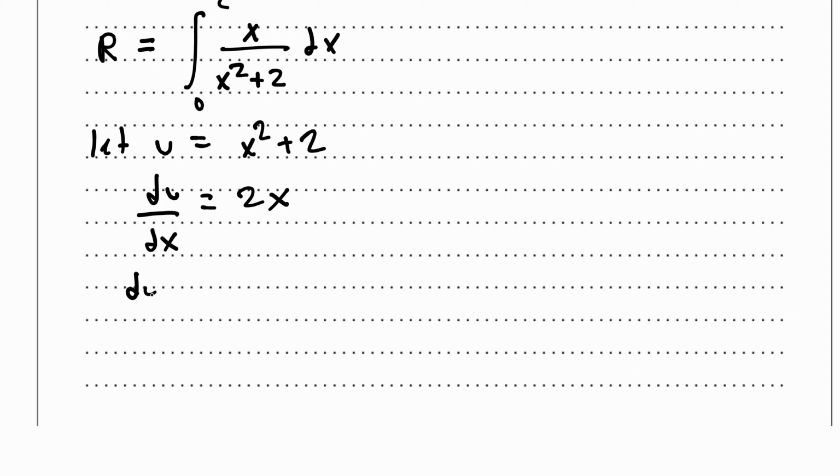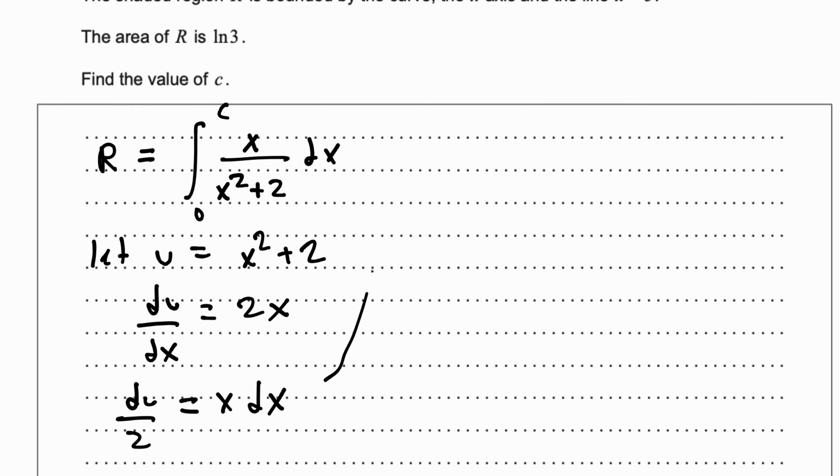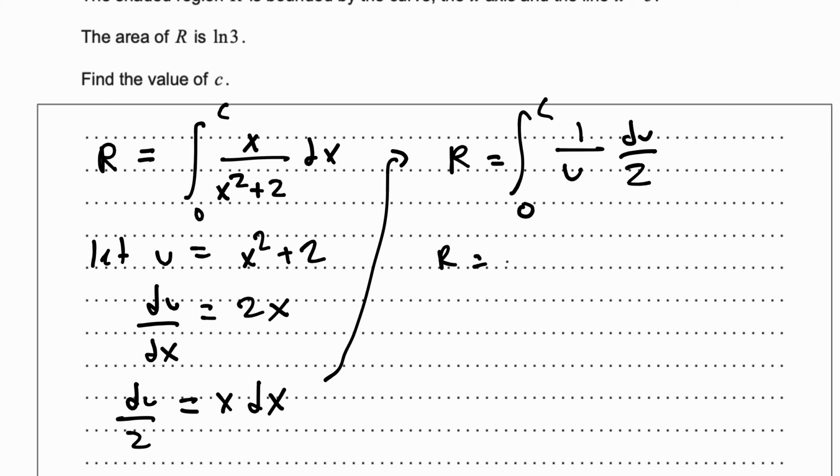So I know that du upon 2 is equal to x dx, don't I? Now what if I substitute that into my integral? R is equal to, instead of x dx, I can write du over 2, but before that I need to say 1 over x squared plus 2, which I said was u, and then instead of x dx I can write du upon 2, and of course the limits going from 0 to c. Now I can take out 1 over 2 from this integral. So 1 over 2, 1 over u du, 0 to c.